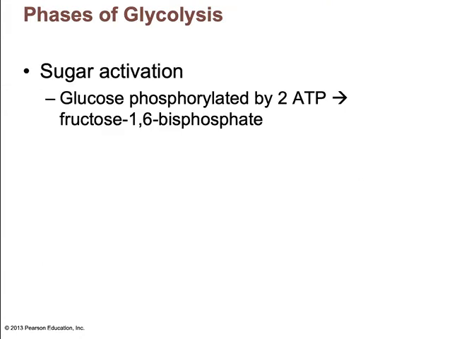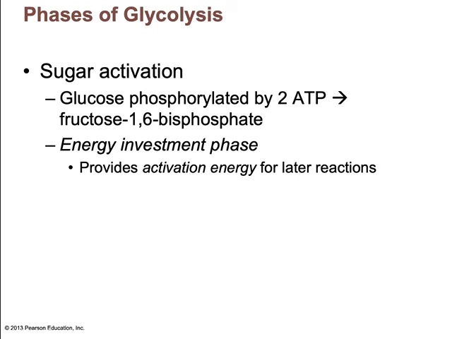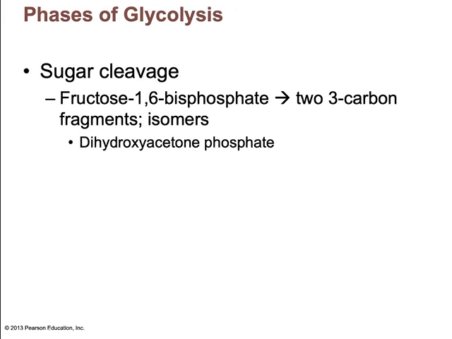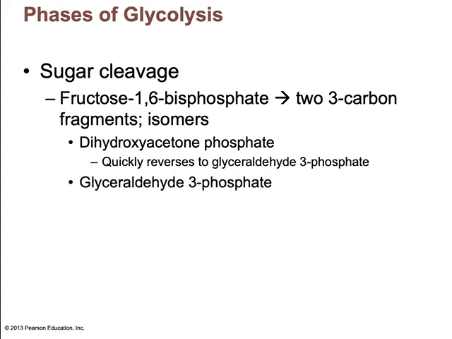In the sugar activation stage, glucose is phosphorylated by 2 ATPs to make fructose 1,6-bisphosphate. This is an energy investment phase and provides activation energy for the reactions that come later. In the sugar splitting phase, fructose 1,6-bisphosphate generates two 3-carbon fragments, DHAP and PGAL, dihydroxyacetone phosphate and phosphoglyceraldehyde.